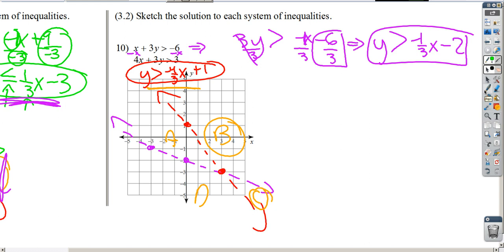And then how do we decide which one of B and C? Well, this one, the purple line, y is greater than the purple line. Out of B and C, only B is in a zone that is greater than the purple line. It's above the purple line, so that's where we would shade.